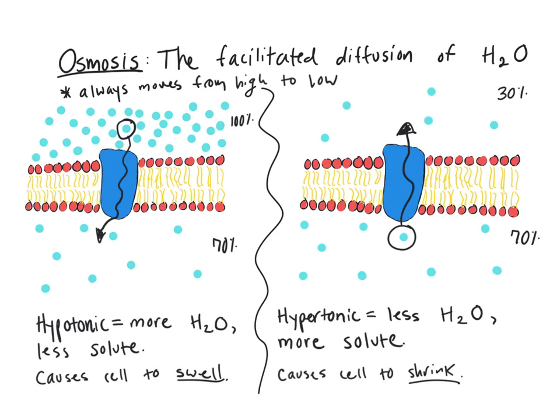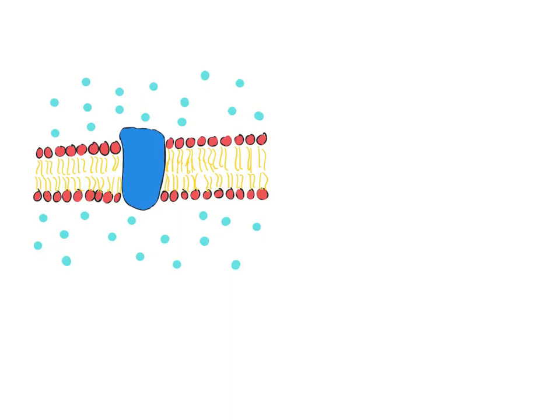But what if the solution of water is the same on the outside and the inside? So say you put a cell in 70% water solution, meaning the water is going to be the same on both the inside and the outside. So in this case, water is still going to move from one side to the other. It's just going to be more at an equal rate.